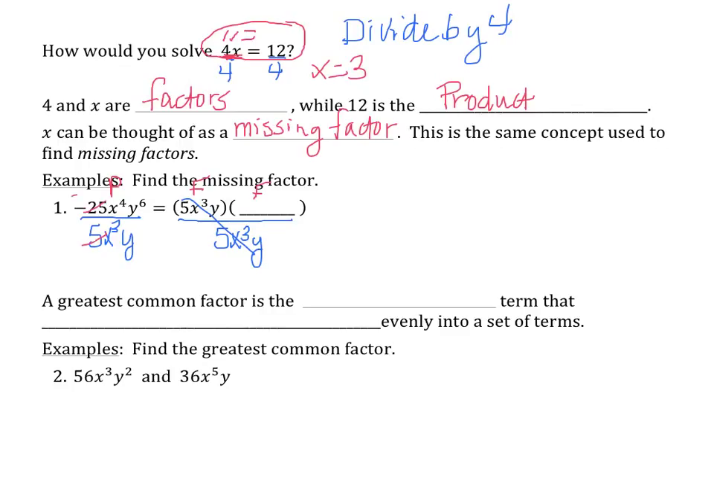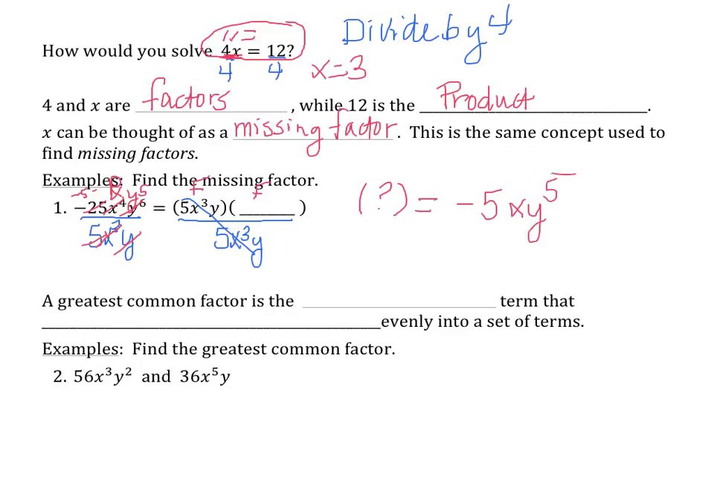That gives you negative 5. X to the 4th divided by x to the 3rd. Well, that's going to leave us with 1x on the top. And then y to the 6th divided by y, so that's going to change and be y to the 5th. Okay? So that missing factor is equal to negative 5x y to the 5th.